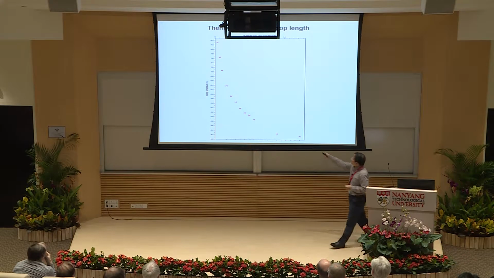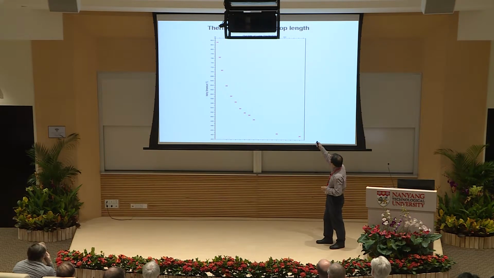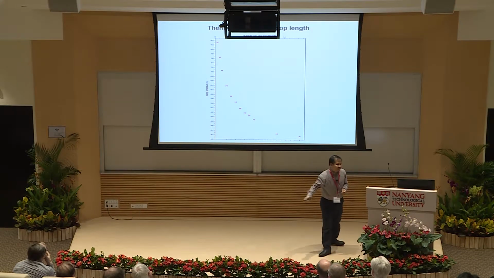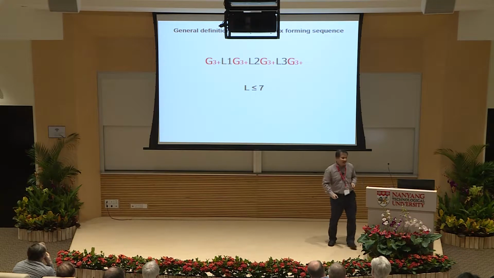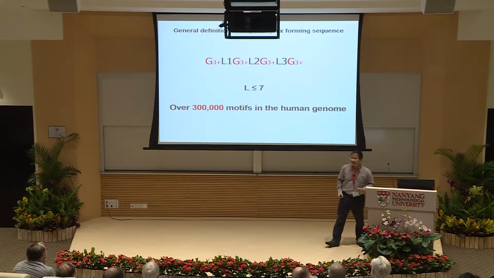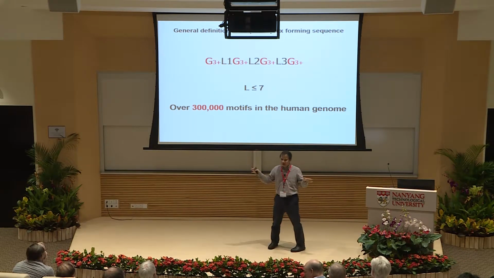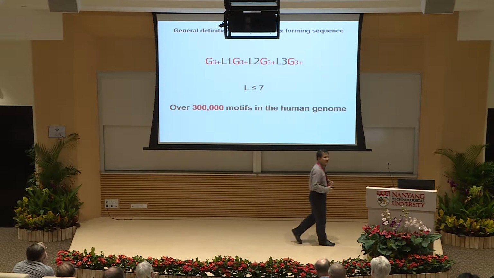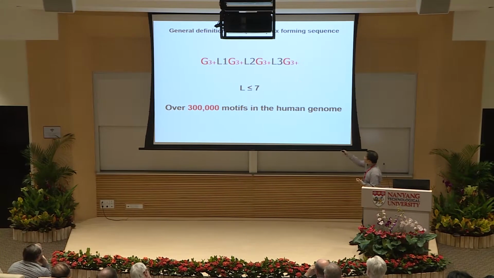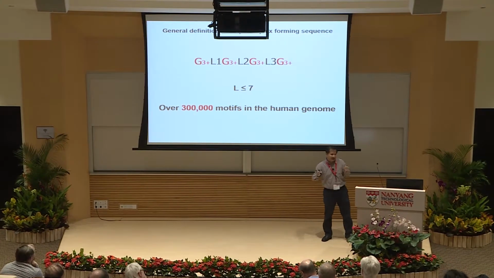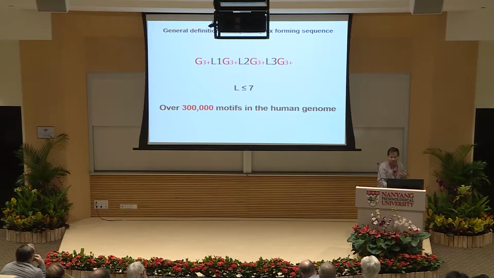If you look at the stability as a function of the length of one of the loops, you can see that the longer the loop, the less stable the structure. So arbitrarily, people stop at 7. Even with that limitation, looking through the human genome, you have 300,000 possible places where such a motif exists. So I would show in the next few slides that it's just a basic motif, but the space could be even broader.